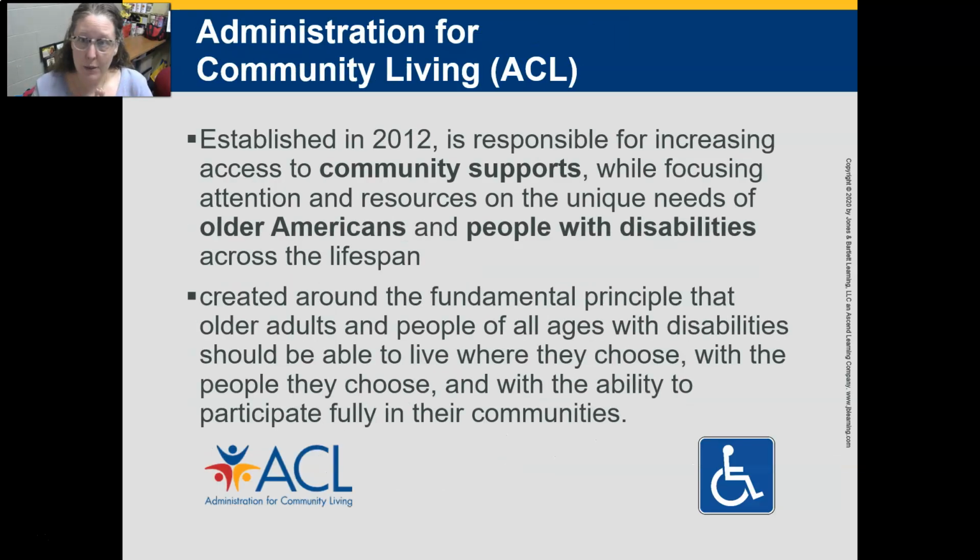So the next one is the Administration for Community Living. It was established in 2012, so this one is a new one. That would be something that got put in place post Affordable Care Act. It is responsible for increasing access to community supports while focusing attention and resources on the unique needs of older Americans and people with disabilities across the lifespan.